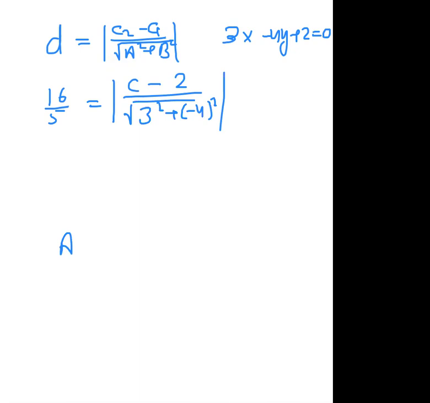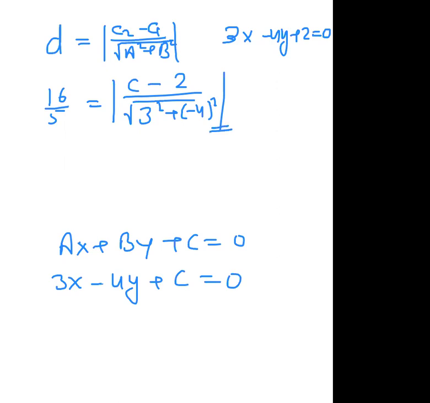the equation ax plus by plus c equals to 0, where a is 3x minus 4y plus c equals to 0. This c we need to calculate from this.